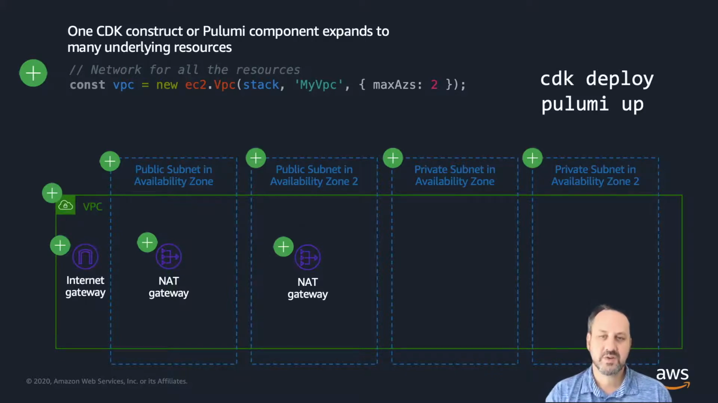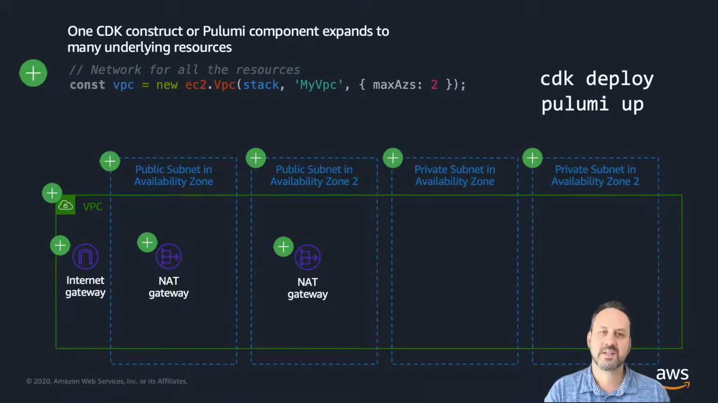And when you do this, you could use a single command line input, CDK deploy or Pulumi up. Then what you see here that's being referenced is that one line of code actually gets interpreted, where it says, hey, you're going to need an internet gateway that needs to be created. You're going to need a NAT gateway that needs to be created in both availability zones. And if I said max AZs 3, it would put another NAT gateway in the other availability zone. So this automatically gets taken care of for you.